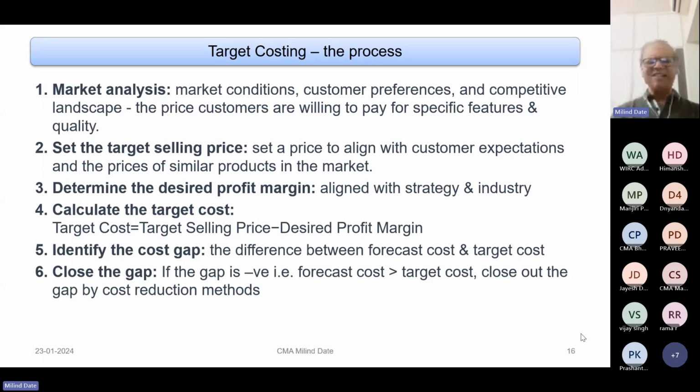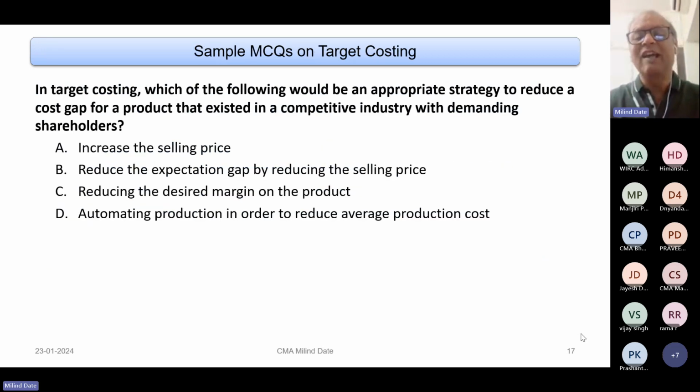So all these types of different questions you could ask, and then probably you may not be able to close out the complete gap, but could at least go very close there too. So this is, in all, the process of target costing. Let us quickly see an MCQ on that.